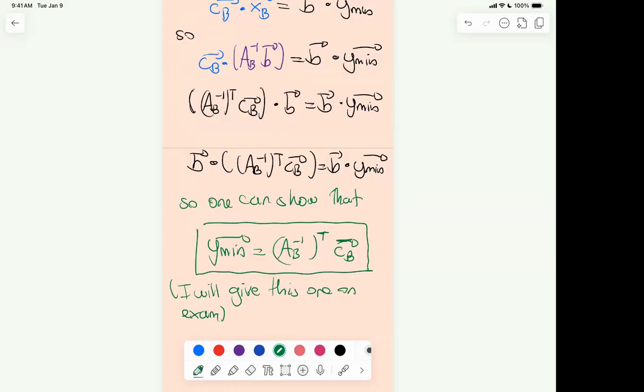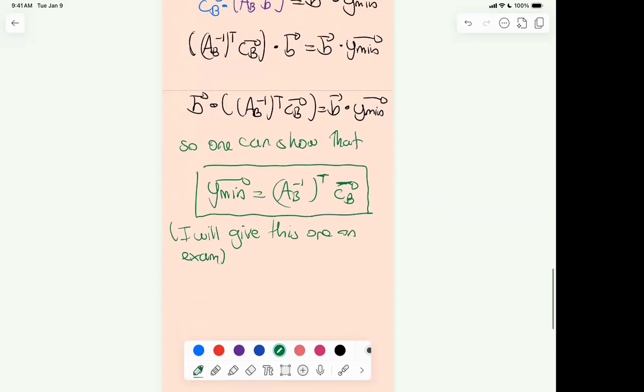Okay. And I'll show you in a moment why that's a useful formula. It's what is useful for what's called sensitivity analysis, which I'll explain in a second.